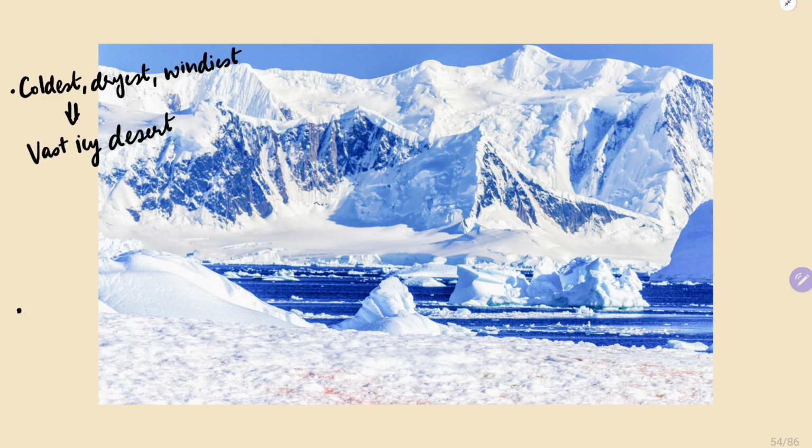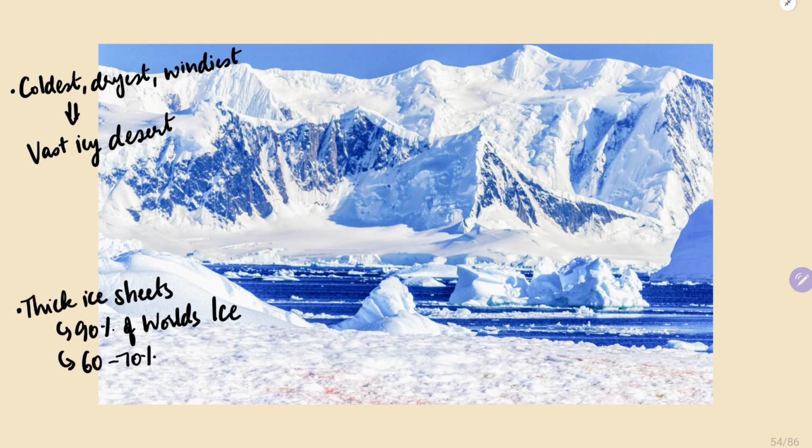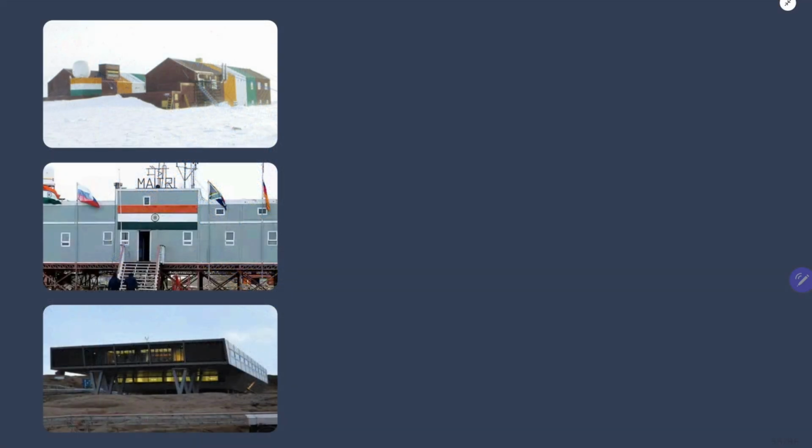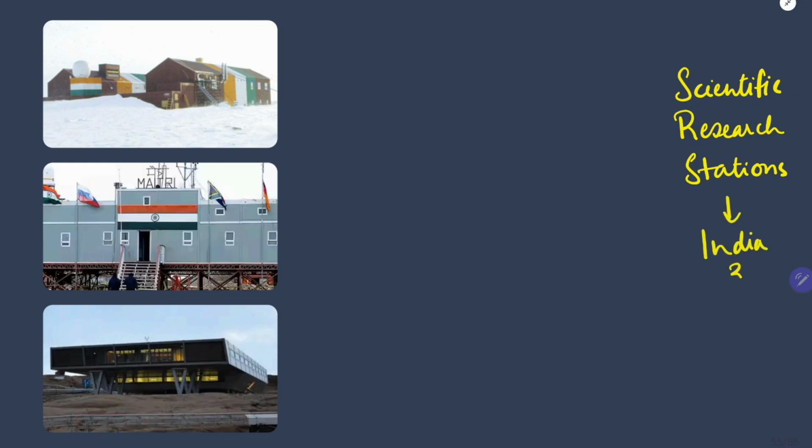It is permanently covered in thick ice sheets and contains about 90% of the world's ice and around 60 to 70% of the world's fresh water. There are no permanent settlements due to its harsh climate, but despite these extreme conditions, many countries maintain scientific research stations here. India has 3 such stations here, with 2 of them being currently active.